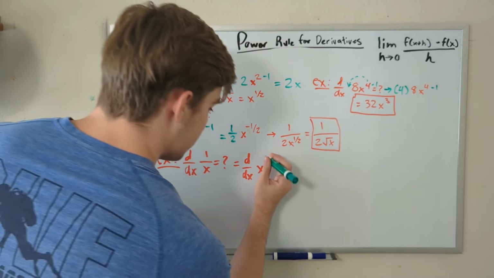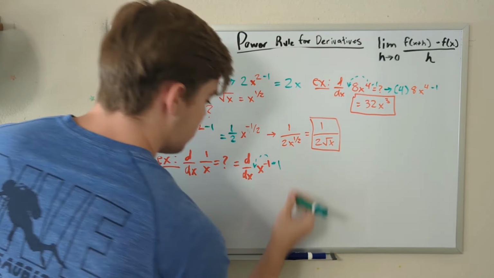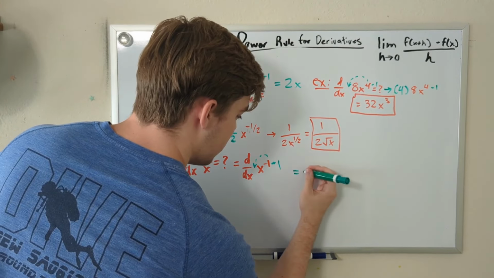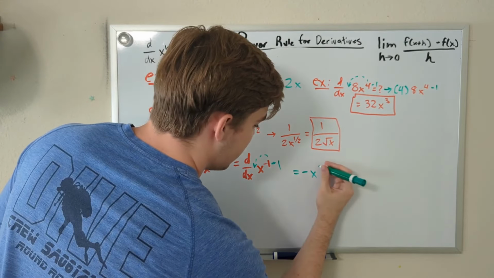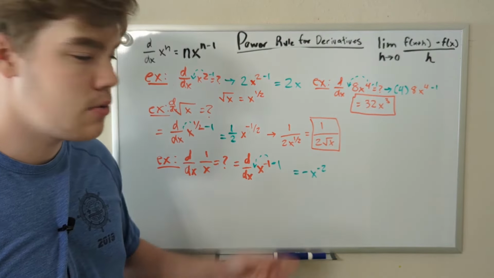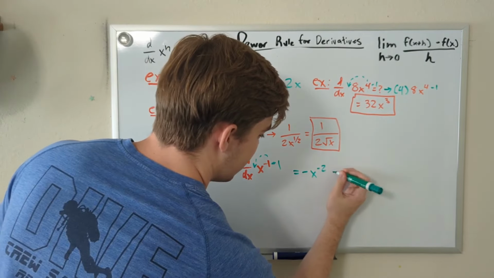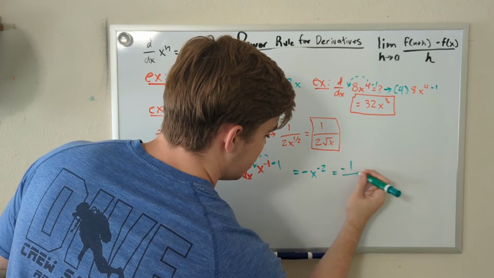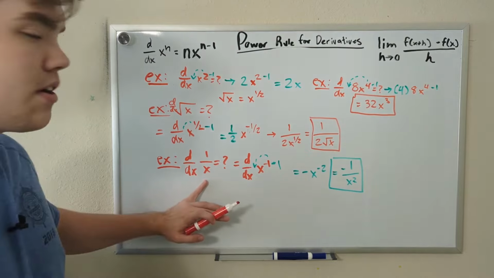Let's bring our negative 1 to the front, as such, and then subtract 1 from it. So this now turns into negative x, we could write a 1 here, but it's not necessary, to the negative 1 minus 1 power, which is equal to negative 2. And once again, with a negative exponent, we can bring this down to the bottom, and our exponent turns positive. So this answer is negative 1 divided by x squared. And that is the derivative of 1 divided by x.